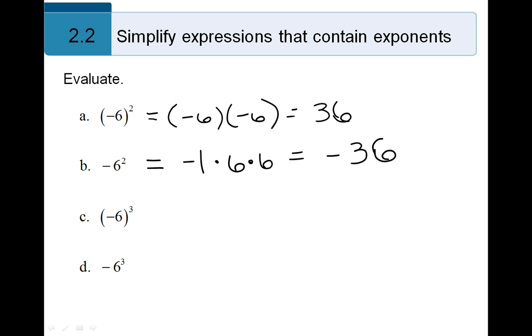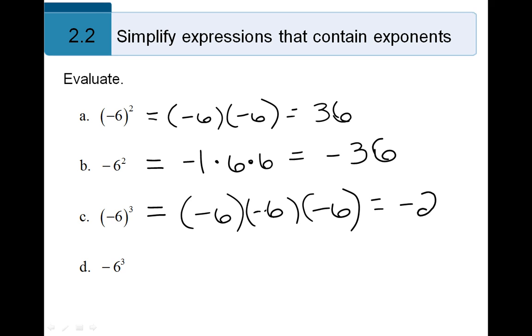In the next example, we have negative 6 cubed, or negative 6 to the 3rd power. This would be negative 6 times negative 6 times negative 6. We're multiplying 3 negatives together, and that's an odd number of negatives, so that would equal negative 216.